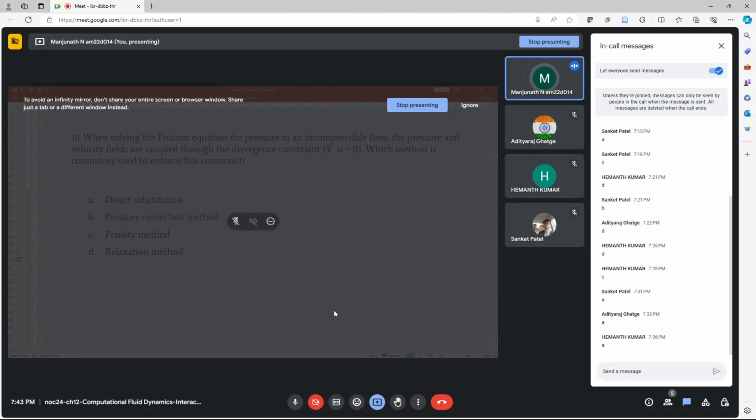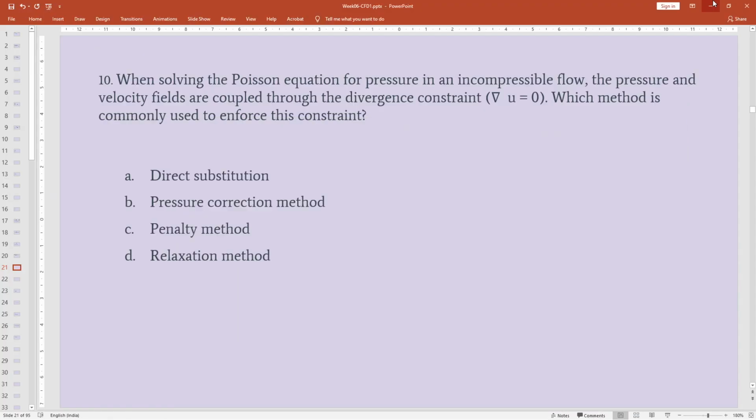You can make a guess actually. The hint is there in the question itself, I mean in the options itself. Actually, it's option B, pressure correction method. This one.